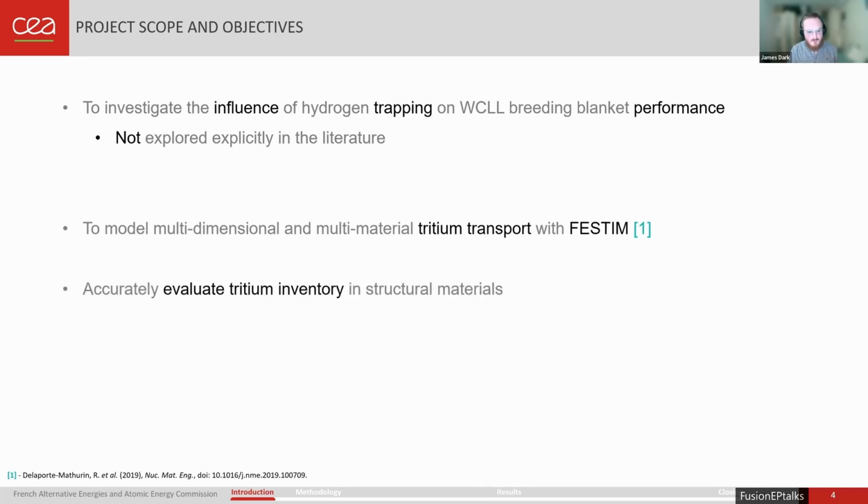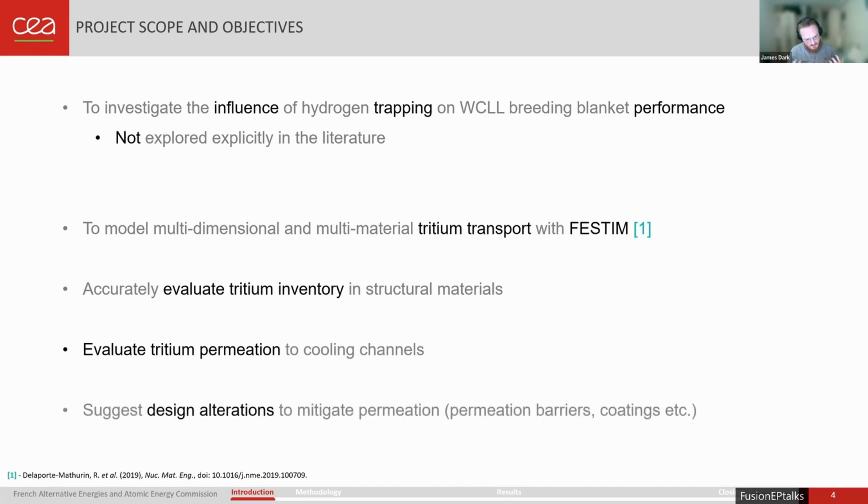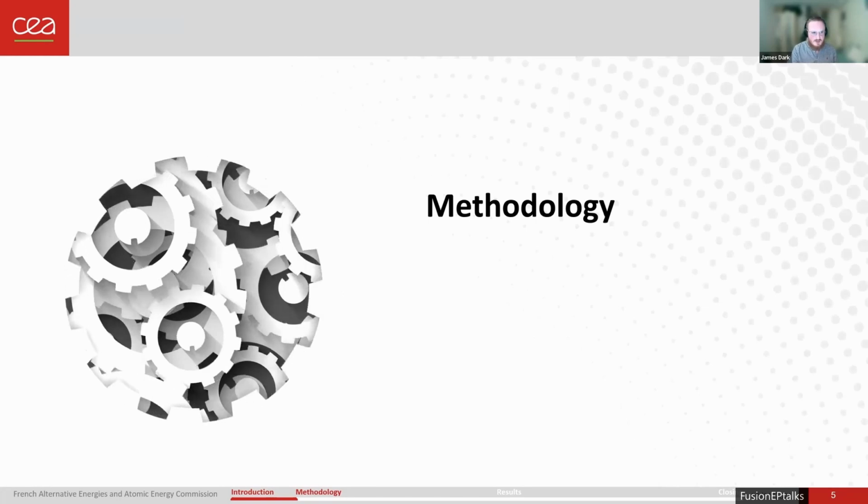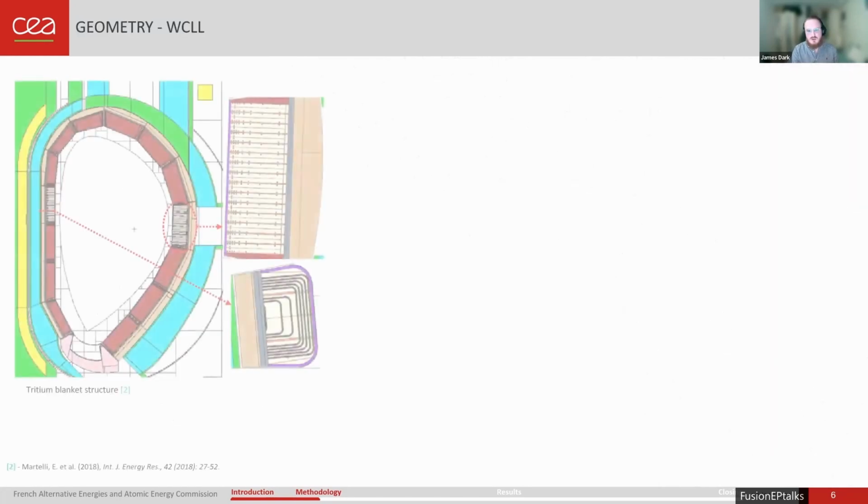And from this, we're going to accurately evaluate tritium inventories in our structure. Also, we want to evaluate tritium permeation into our cooling channels. And from this, we can hopefully then suggest design alterations so we can mitigate such effects. So how are we going to go about doing this? How do we model tritium transport?